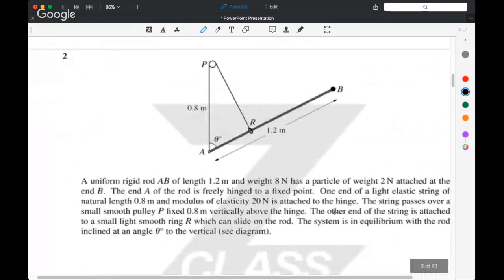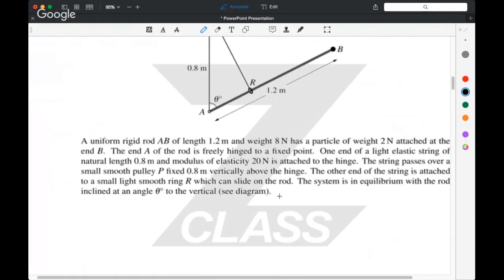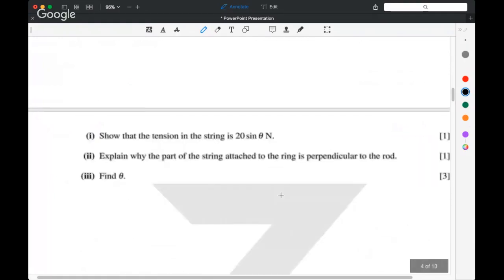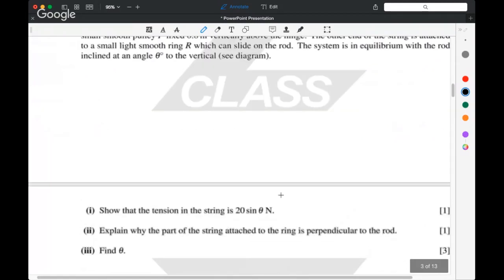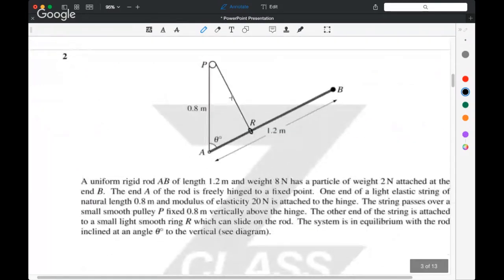Okay, question 2. So we've got this very complicated looking system, and they've given us a whole paragraph about all the stuff that's going on. So the first question, which is here, show that the tension in the string is 20 sine theta. Well, here we have this, the tension in the string is here.